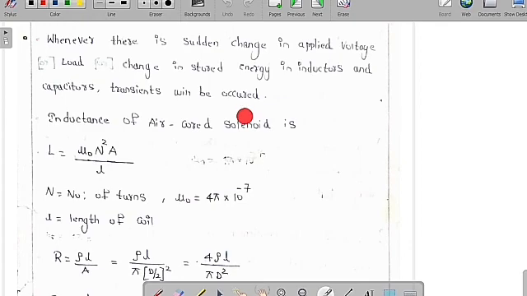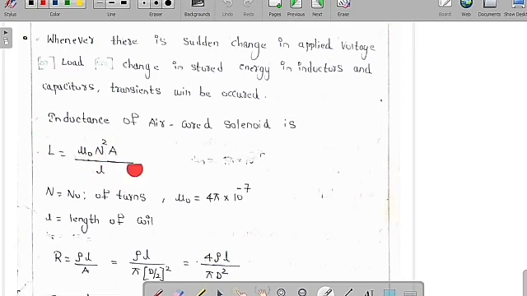At this condition only, a transient is going to occur. Inductance of an air core solenoid is L equal to N square by R, where R is the reluctance of the core, which is l by mu A. Here it is air, which means mu r is equal to 1. So if you simplify this, we are going to get L equal to mu naught N square A by l.